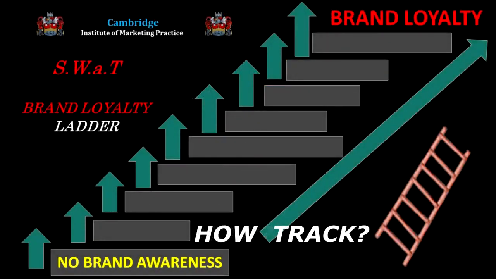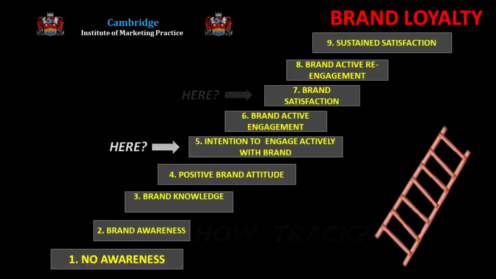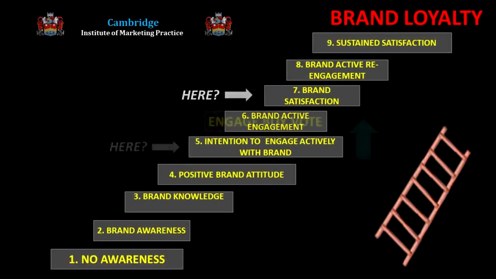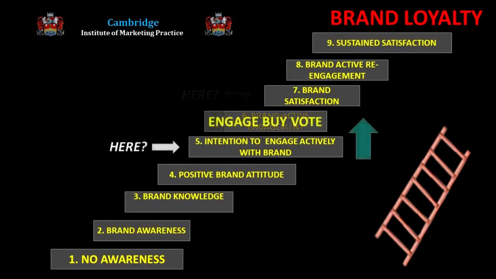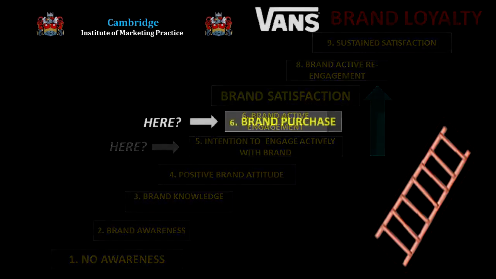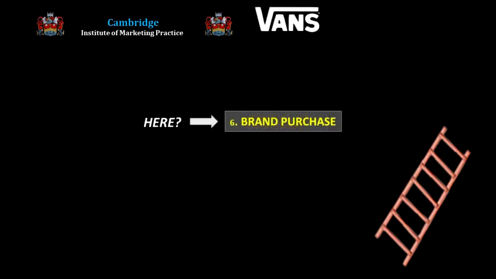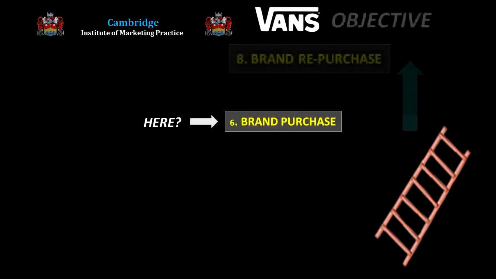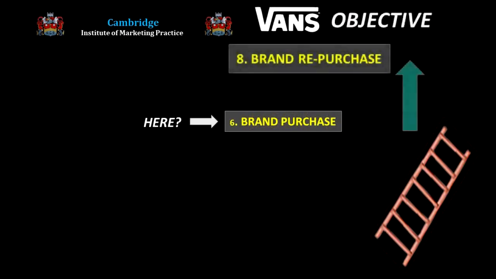If you have one target, that's easy. Where is he or she on the ladder at a given point in time? Set the objective of climbing a rung or two, and by when, and check back to monitor progress. So if I'm the Vans brand manager, this old dude is my sole consumer, and he's on rung 6. He's just bought the first pair of Vans trainers. I might set the objective of taking him to rung 8, repeat purchase, within 6 months.